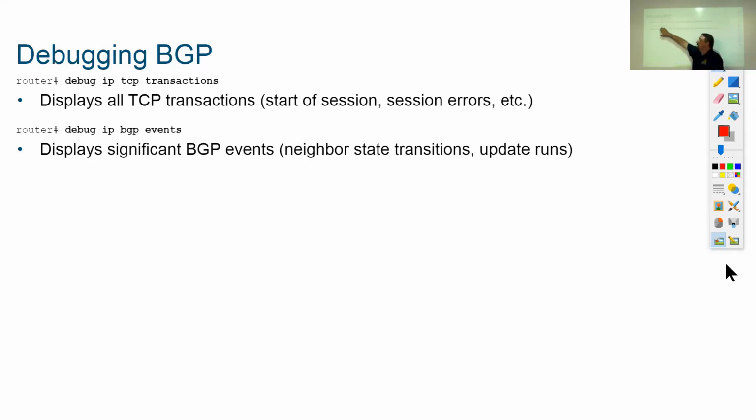And you can also do a debug IP BGP events. We'll show you things like neighbors changing state, updates that are being sent back and forth. Do they ask us for a route refresh or not? Right? So you get to see a lot of good information within there by utilizing that BGP events debugging.